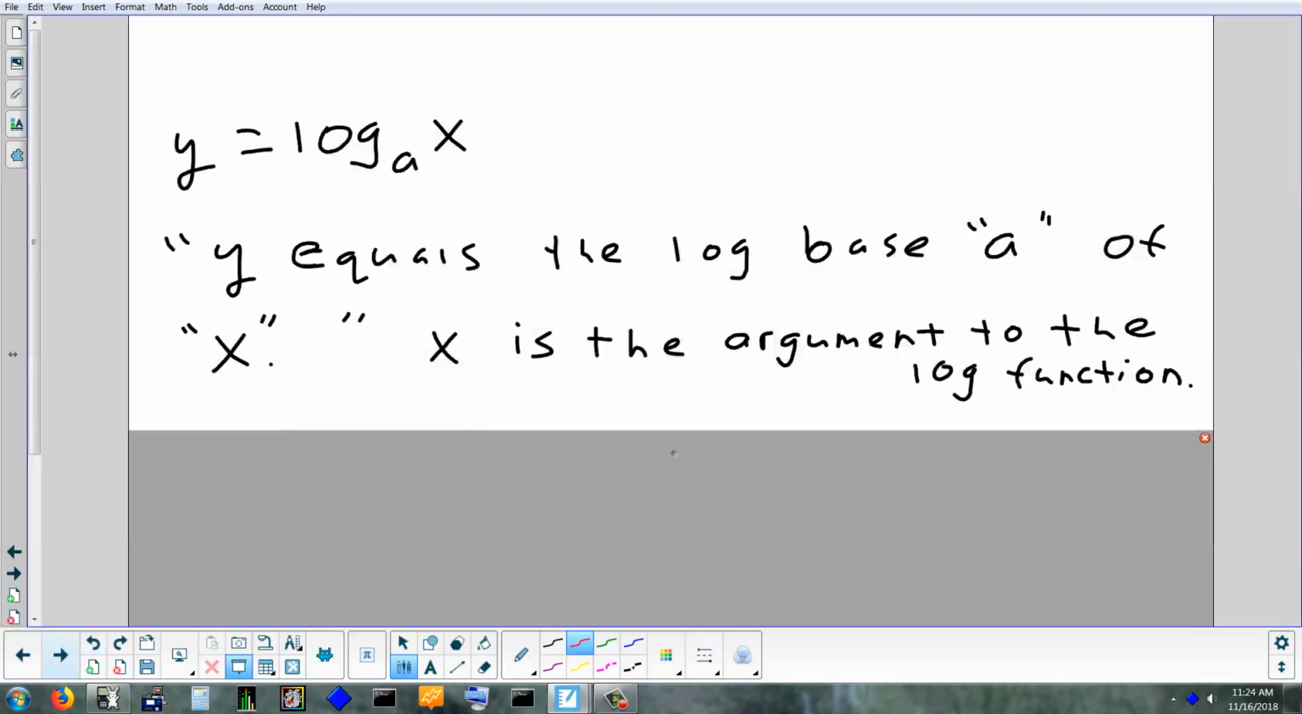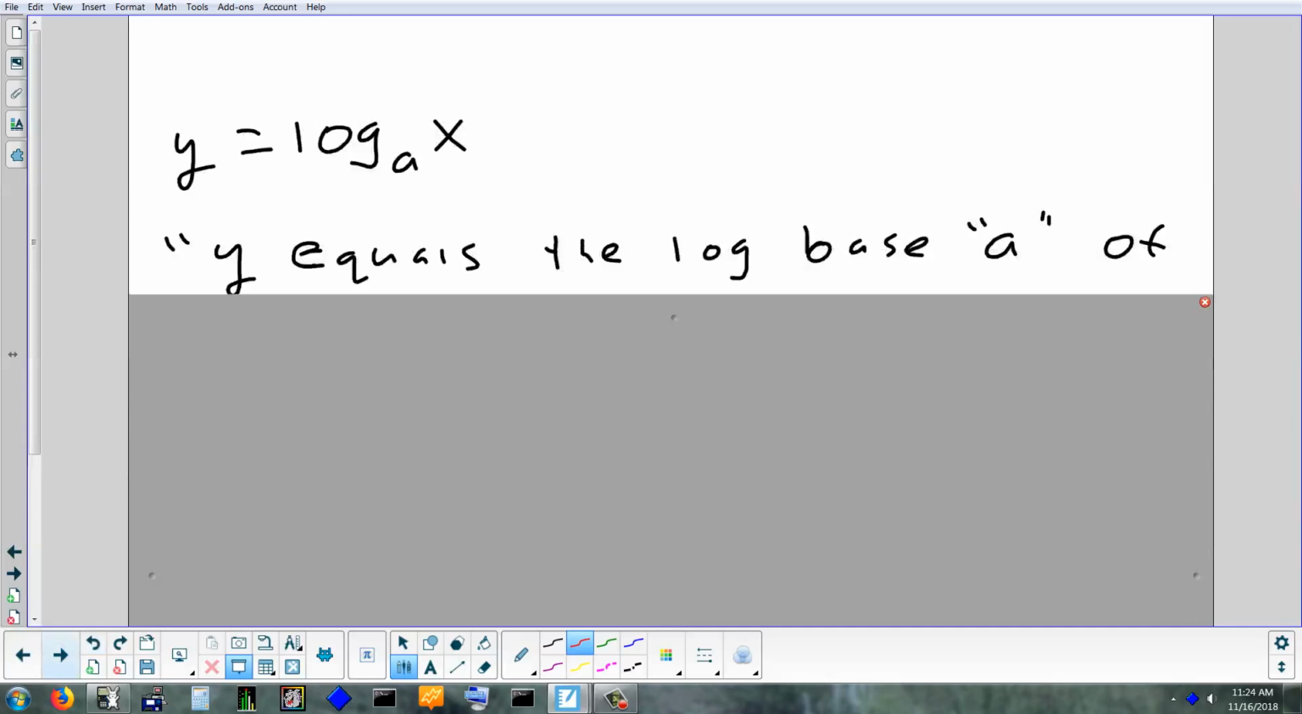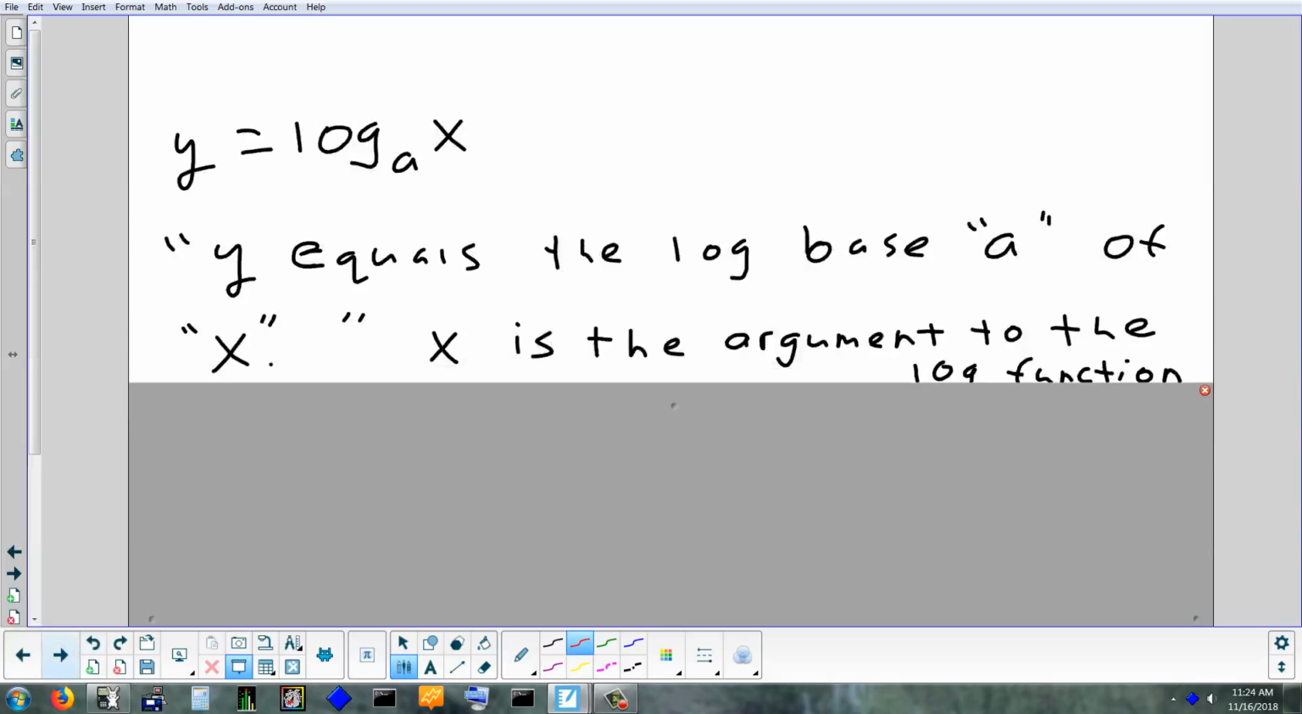All right. So when we write logs, this is how you're going to see it written. The way you pronounce that is y equals log base a of x. There are no exponents in that. If this was lined paper, it would look something like this. Y equals log. The base a is actually a subscript. It's below the line, and the x is right on it. An exponent would look like this. Now you have an exponent.